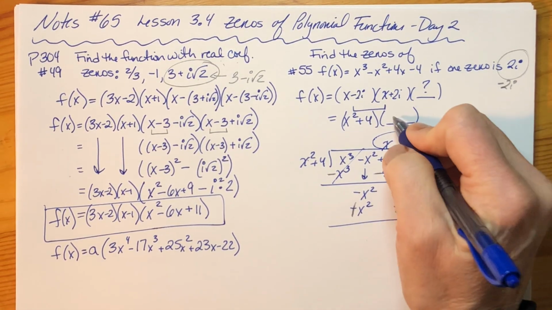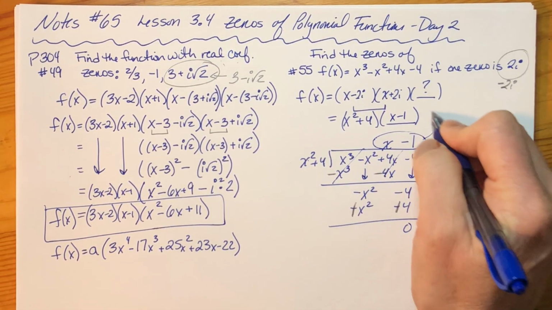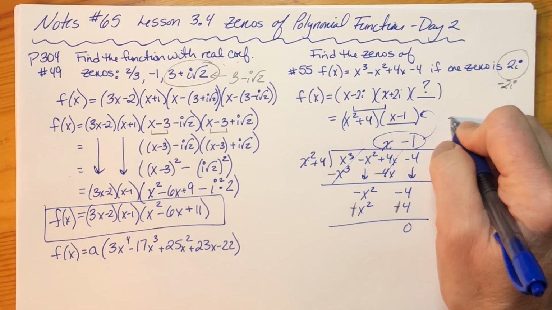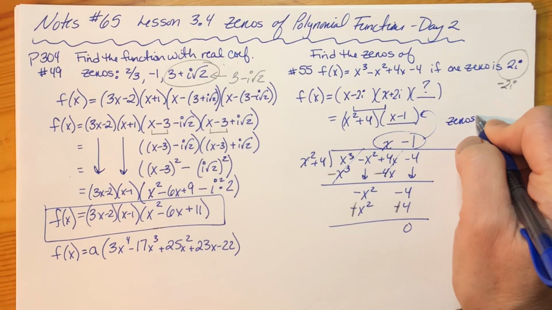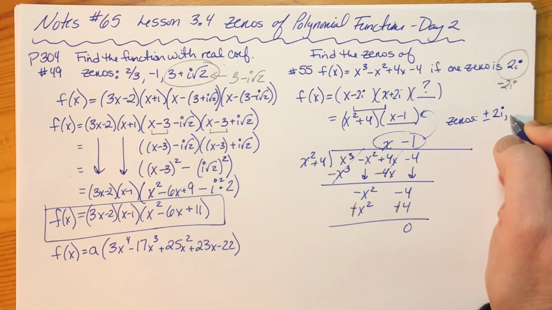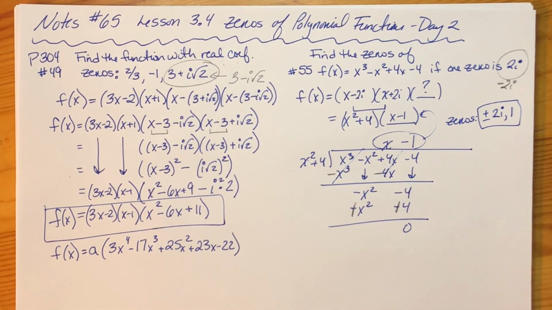We have figured out that the x minus 1 is going to end up right in there. And so the other 0 that they were looking for, so all of their zeros, which I think is what the question asks, is 2i, plus or minus 2i, and positive 1. All right, so that's what they're looking for.